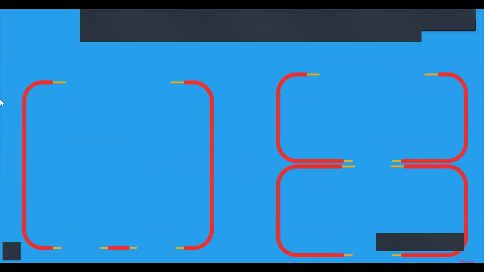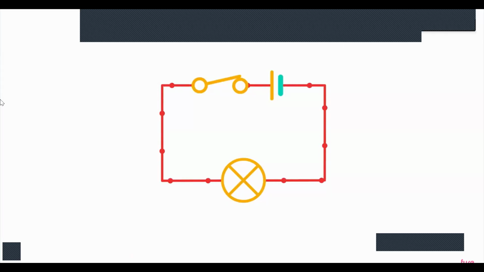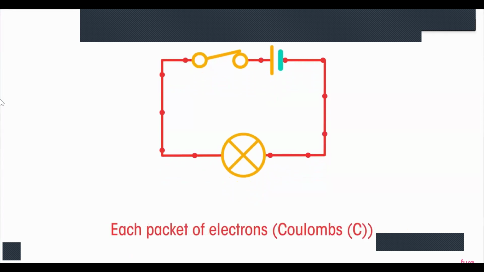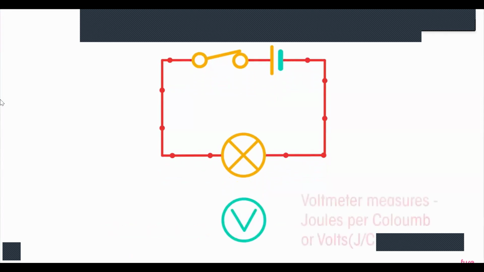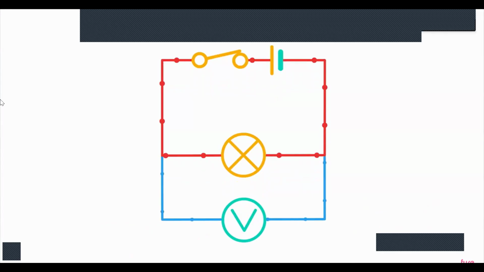Here's an example of two circuits, both containing a cell and two bulbs. One circuit is series, the other is parallel. The voltage is a measure of the electrical push that the battery gives to the electrons. It's a measure of the energy in joules given to each packet of electrons, coulombs. So the voltmeter measures joules per coulomb, or volts. Voltmeters are always connected in parallel when added to a circuit. In this diagram, the voltmeter is measuring the voltage across the lamp.